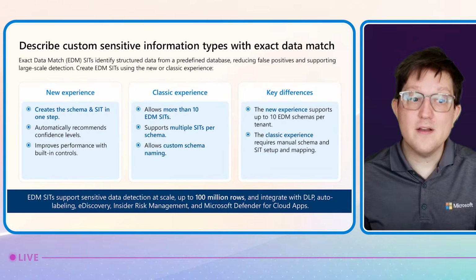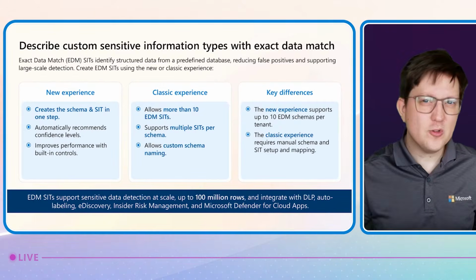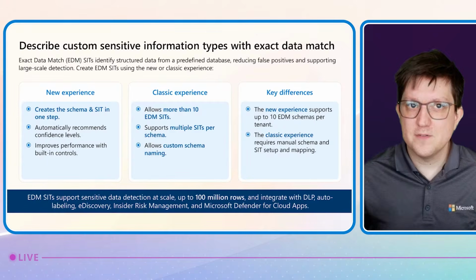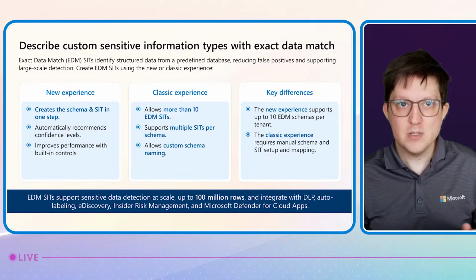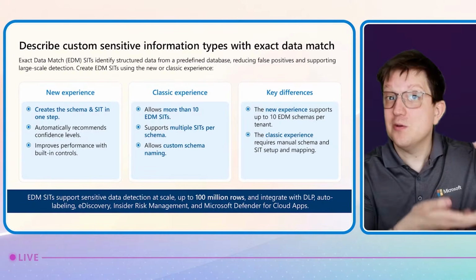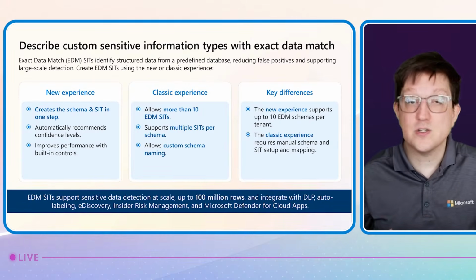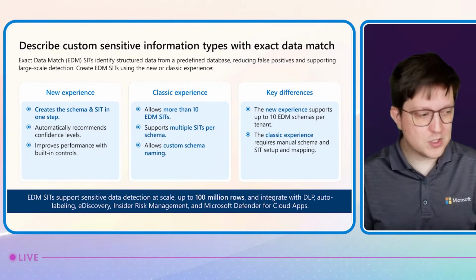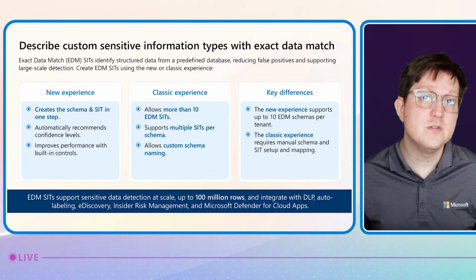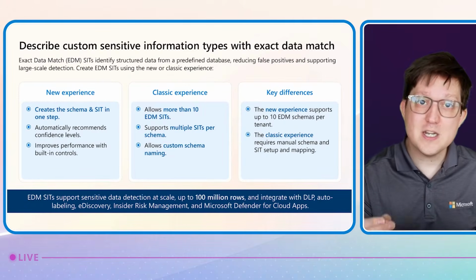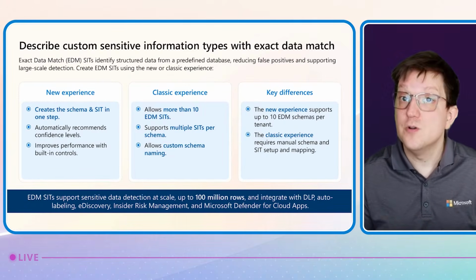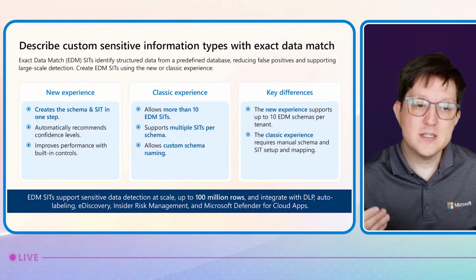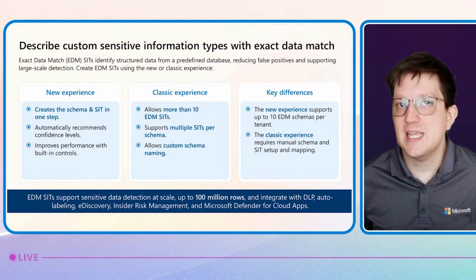Now, if we do have a larger amount of data, we can also look at an exact data match. These sorts of sensitive information types are designed for structured data from a database. So essentially, if you've got an example DB we can work with, you can use this to detect on things at large scale, up to 100 million rows worth. It works across all of the same sort of experiences that we use SITs commonly, and the recommended experience nowadays is to use that new version. It's just easier, we have a lot of helping hands to help you along the way, and it gives you 10 EDM schemas per tenant.